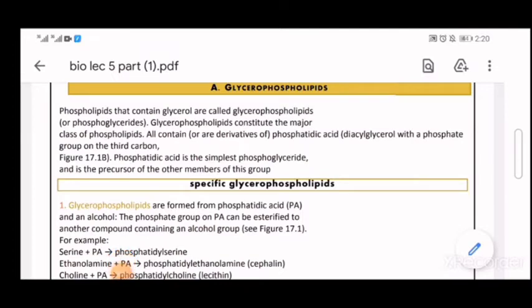Glycerophospholipids constitute the major class of phospholipids. These are the phospholipids that contain glycerol as a backbone. All of them are derivatives of phosphatidic acid. What is phosphatidic acid? This is the simplest glycerophospholipid, and it acts as a precursor of other members of this group.